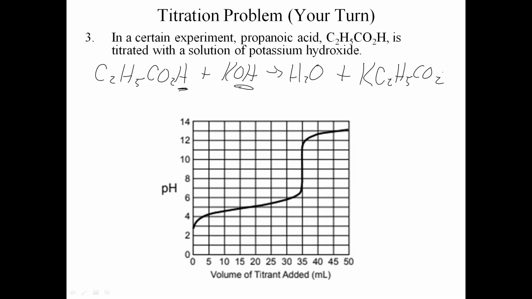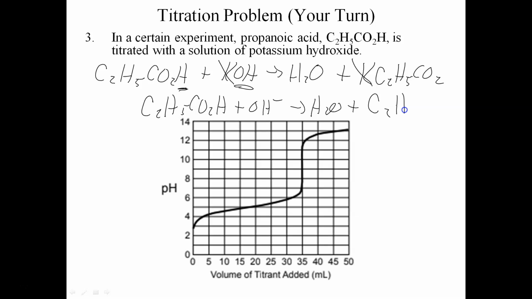It really takes care of it. Okay, so you could cancel out some spectator ions. Your spectator is going to be potassium. Okay, and you could just rewrite this underneath: C2H5CO2H plus hydroxide yields water plus the propanoate ion. So it's good practice to do that. College Board asks you to write net ionics a lot. Okay, you guys can work through the rest, and if you have any questions, let me know.